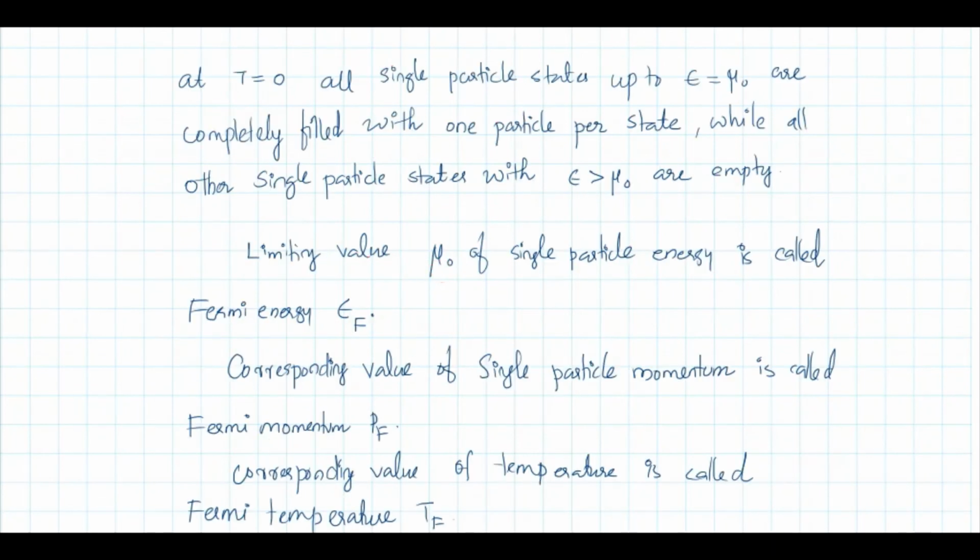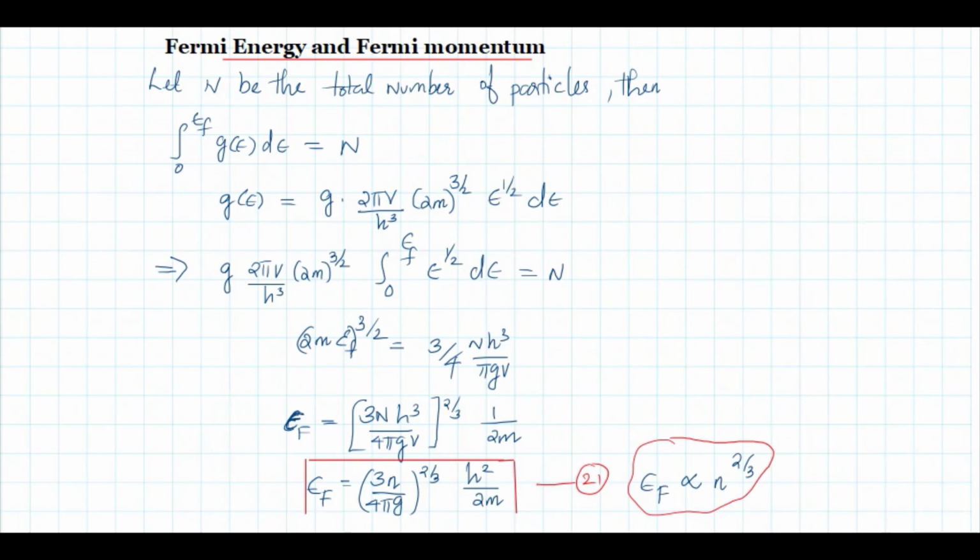So the limiting value mu 0 of single particle energy is called Fermi energy, and I will denote it as EF. And the corresponding momentum is known as Fermi momentum PF. Corresponding temperature we can call Fermi temperature TF. Now we will calculate these quantities: Fermi energy, Fermi momentum, and Fermi temperature. Suppose there are n particles in the system. Then these particles are filled up to the Fermi energy at absolute 0 temperature.